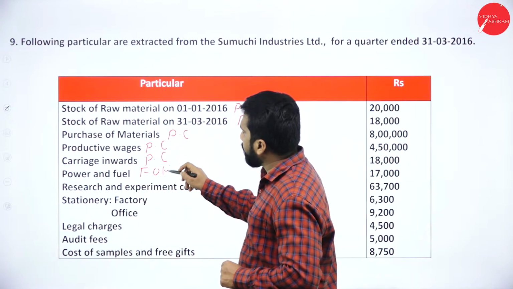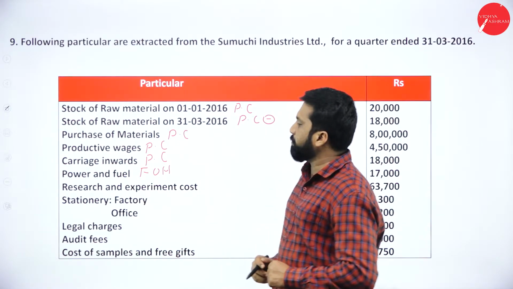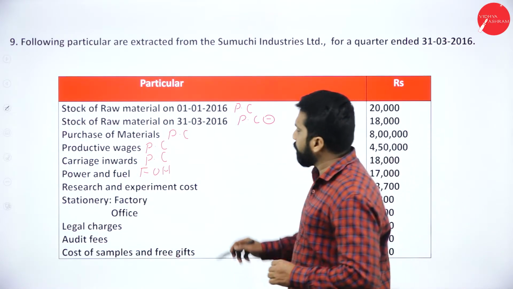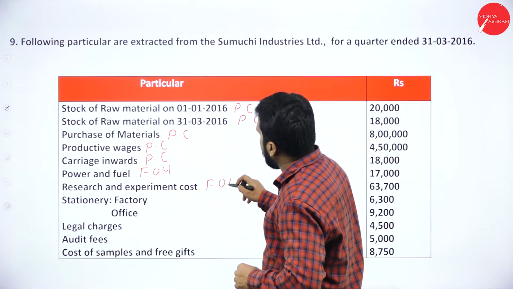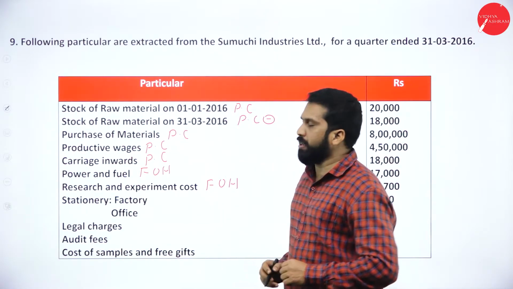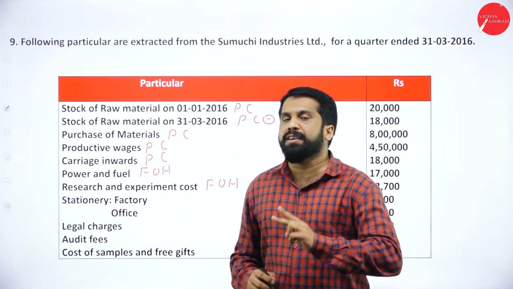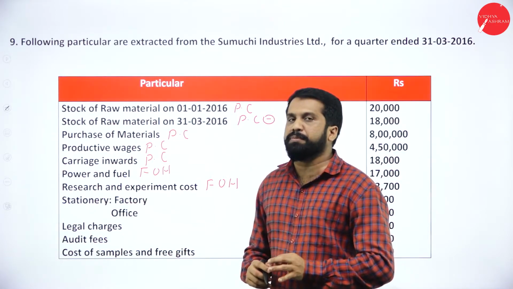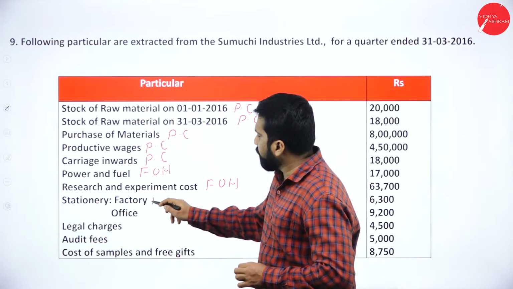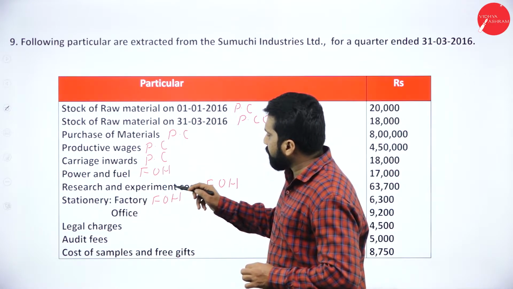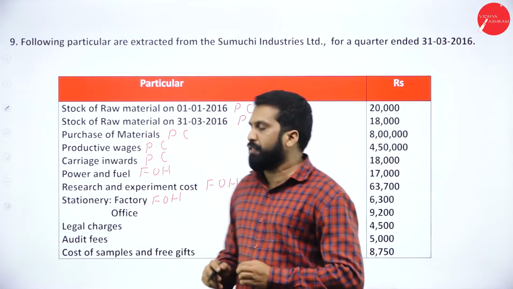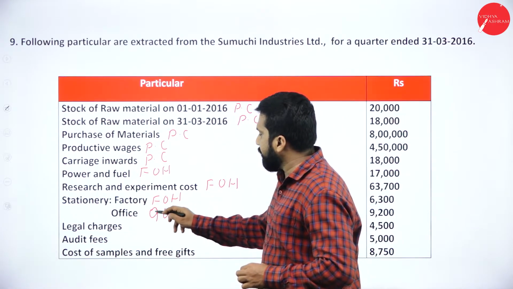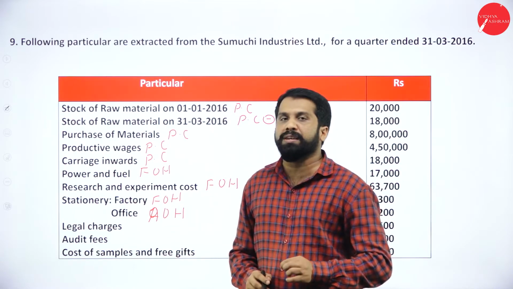Factory overhead. Next, research and experiment. Where we do research and all, it will be in your factory. So it will be factory overhead. Then stationery. There are two types. One is for the factory, another one is for your office. Now, whatever stationery is spent for the factory will be factory overhead. Whatever is spent for the office will be office overhead, or else I can consider it as administration overhead.